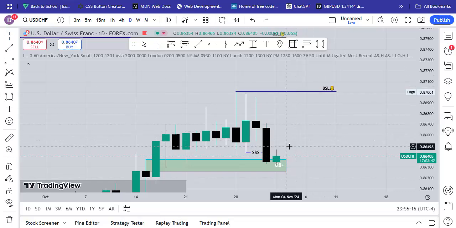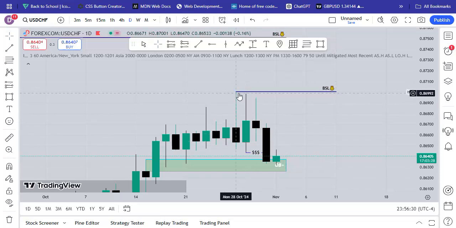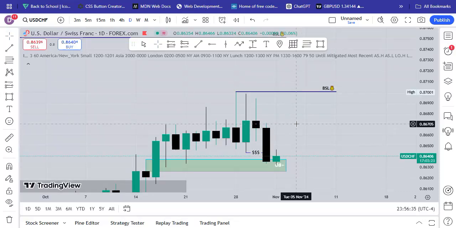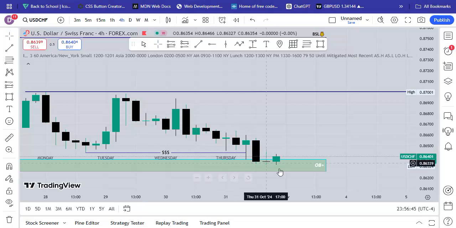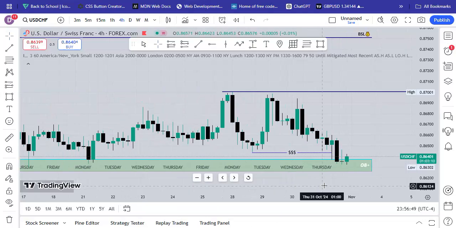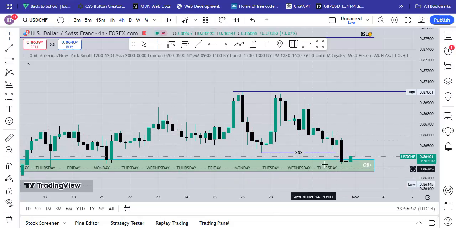So also for US dollar Swiss franc, I want to see a bullish move. I want to see us come attack these equal highs right here. This is too clean. So what do I then do if I am expecting price to go higher? Do I just take a trade buying? No, I don't just do that. I know we are already in a key level, which is this order block. This is a key level, right?